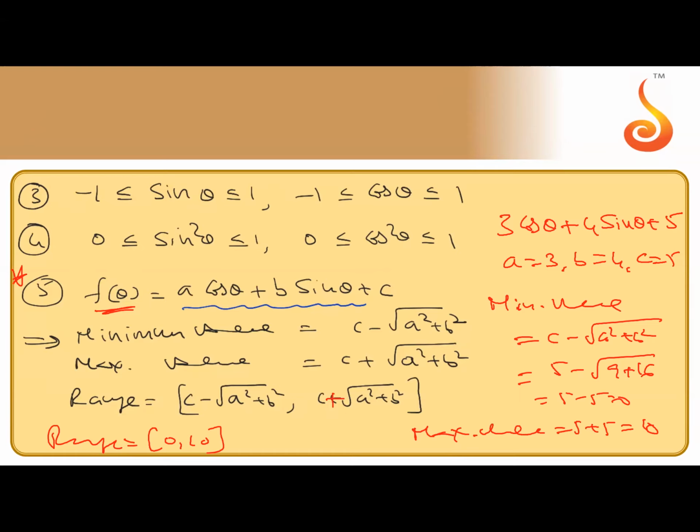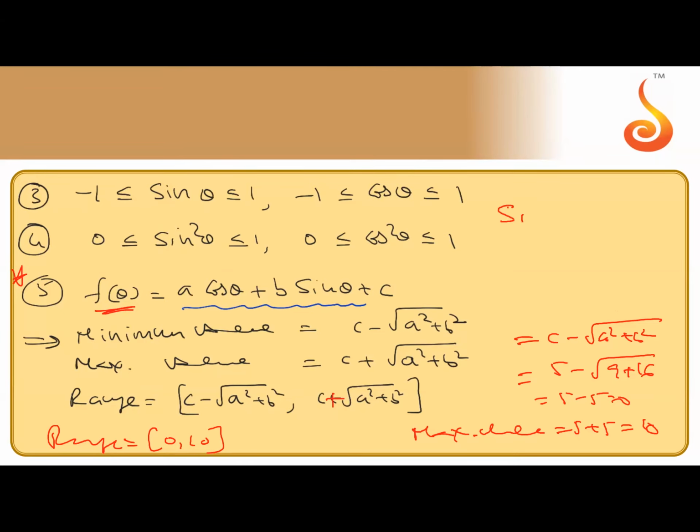c equal to 0 is also possible. Okay, wait. If they give one more example, sin x plus cos x, suppose they are asking what is the minimum value of sin x plus cos x. If any term is absent, in that position you can take 0. Suppose sin is not there, b equals 0. Cos is not there, a equals 0. If c is not there, c equals 0, you can take.